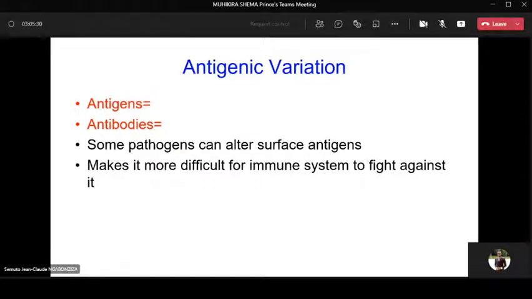We have also said antigenic variation. So by changing the antigen, the body or the host will require to change the antibody. Make it more difficult for immune system to fight against them because of changing the feature and so on. That is mostly done by viruses. We see influenza, but also we have antigenic variation in bacteria like Borrelia. We see Borrelia recurrentis, which change the antigens.